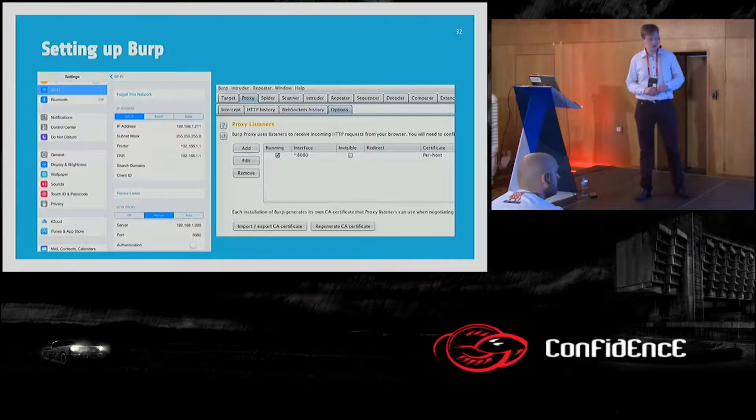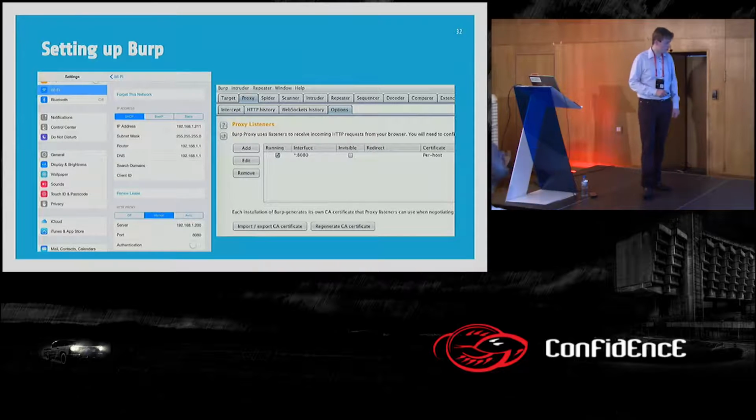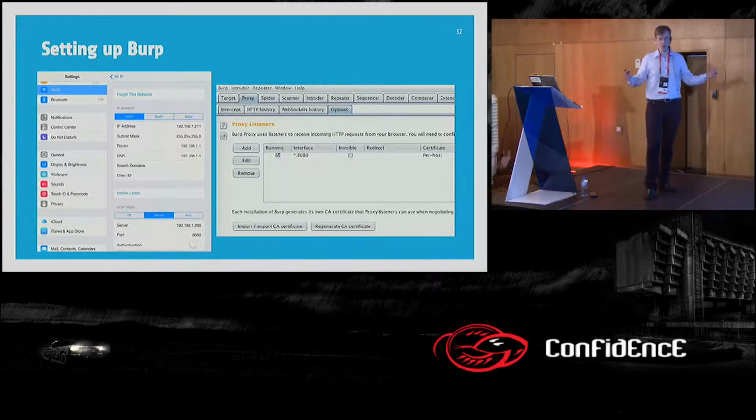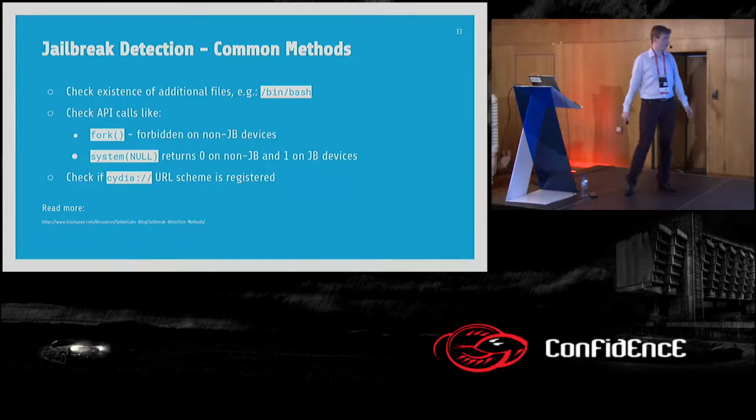So now we can set up the environment. Again, nothing really fancy. You launch Burp. In the settings, you go to the Wi-Fi settings, you put in your Burp. One remark on Burp, just remember to listen on all interfaces because you listen on the Wi-Fi. Obviously, the two devices are on the same Wi-Fi network.